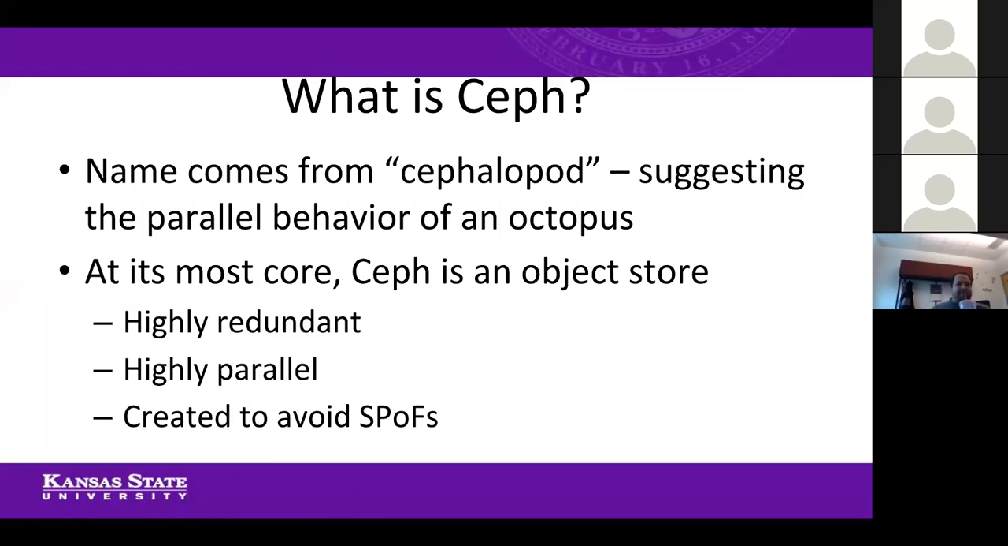Okay, good. So Ceph, the name comes from cephalopod, which is octopus, and it's really supposed to be very parallel in nature. At its core, Ceph is an object store completely underneath everything else. It's meant to be very highly redundant, very highly parallel, and created to avoid single points of failure. We put other things on top of that object store, but that's really the basics of it, an object store, kind of like S3 or something like that.